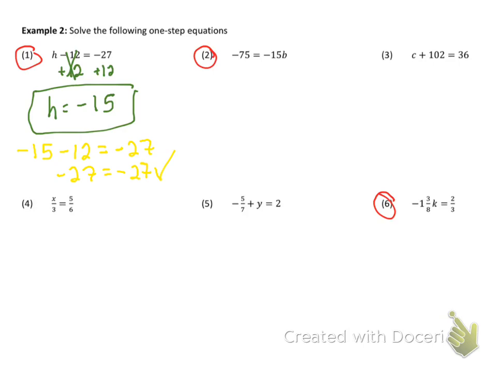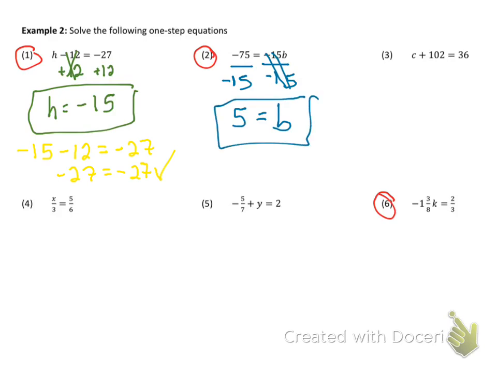So now we come up to number 2. Number 2 is saying negative 75 is equal to negative 15b. Well, what's negative 15 doing to b? It's multiplying, so to undo multiplication, I need to divide both sides by negative 15. So that's going to leave b by itself on the right-hand side. And on the left-hand side, I got negative 75 divided by negative 15. So that's going to give me an answer of 5.